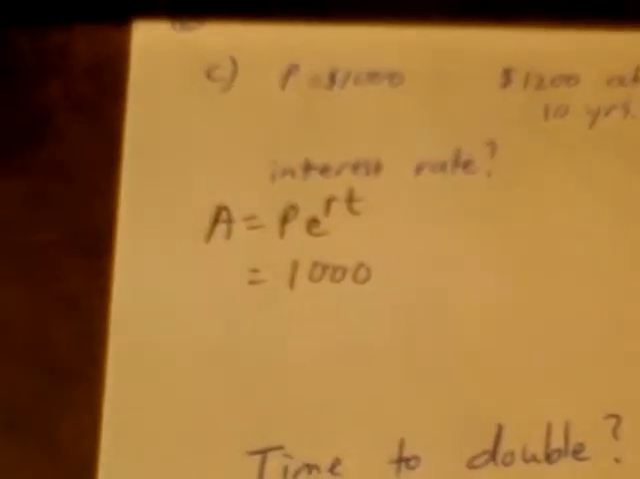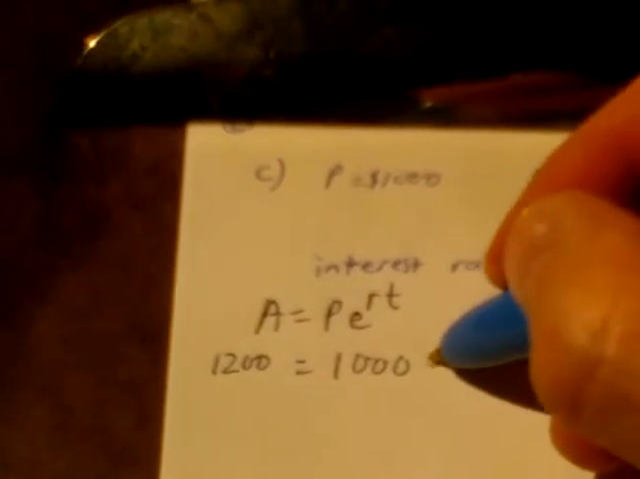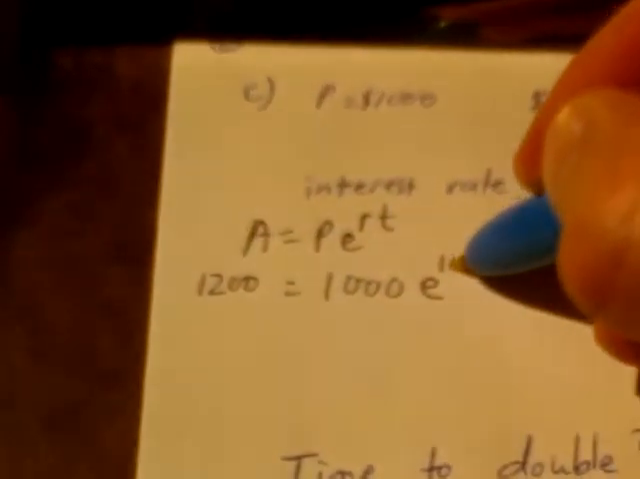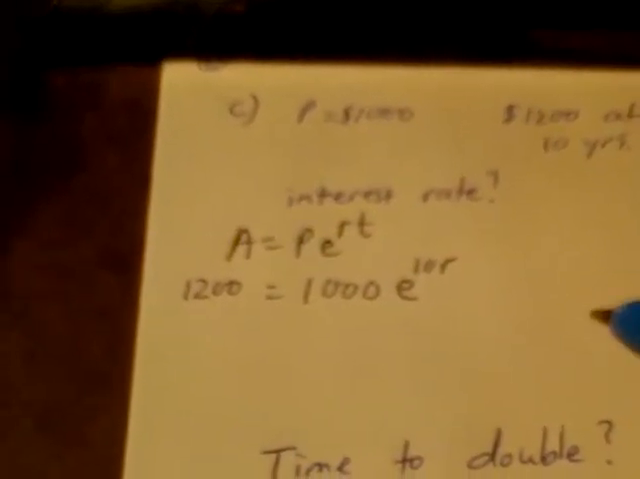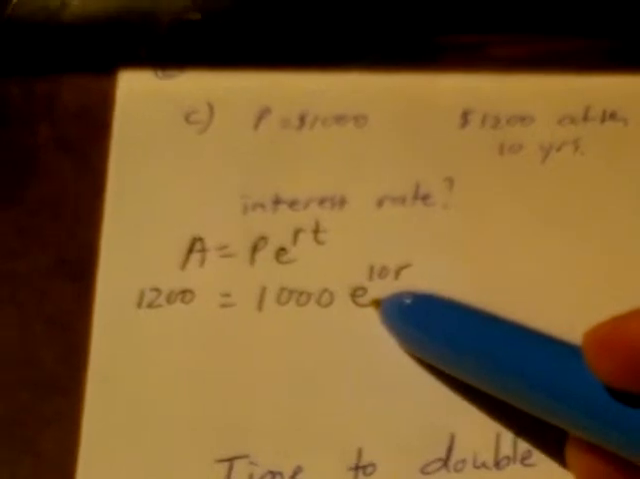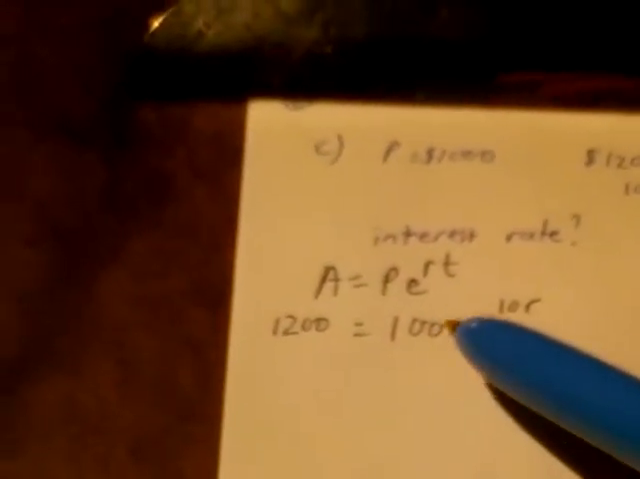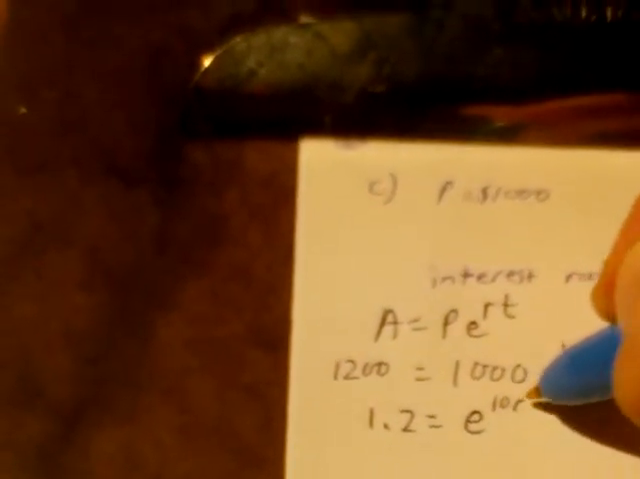Sorry, I didn't aim the camera very well there. We're going to have $1,200 after 10 years. So we have e to the r, we don't know, but we do know that t is 10. So we have 10r. So this is the same thing as before. So we just need to isolate the exponential term. So we divide 1,200 by 1,000, and we get 1.2 equals e to the 10r.